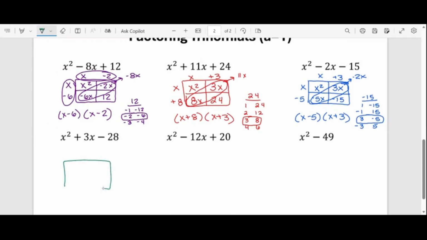We'll set this one up with a x squared in the top corner, a 3x off to the side, and then we want a -28. To get x squared, we did x times x, and then let's talk about our factors of -28. We'll start with 1 and -28, -1 and 28, 2 and -14, -2 and 14, 3 does not go into 28, 4 does not go into 28.